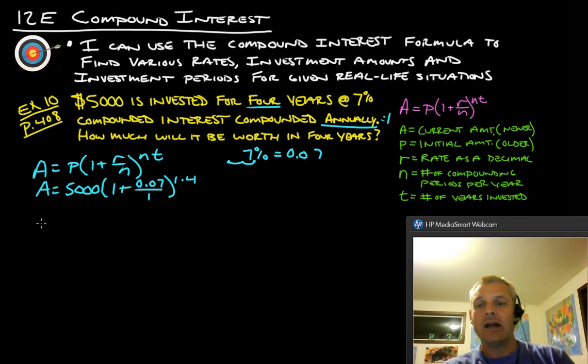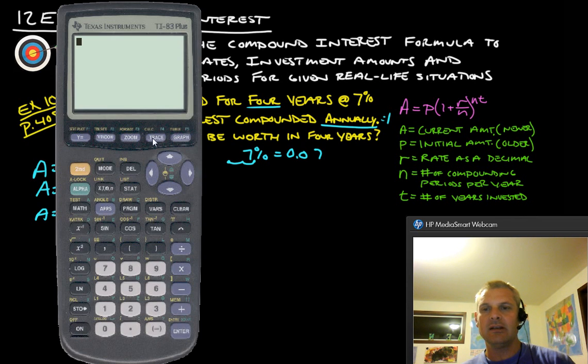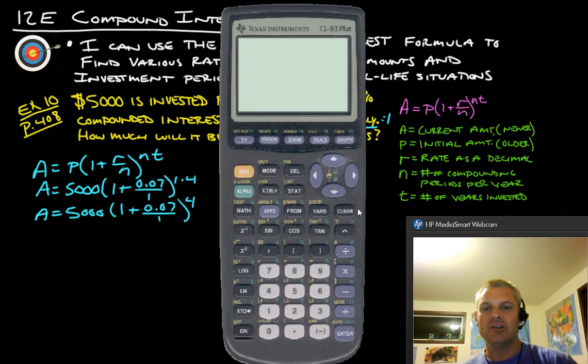Now we should be able to put this all in our calculator, but I've noticed that people will put this into their calculator and they won't do this in parentheses. They'll enter this incorrectly into the calculator. That's the most common error. So I often suggest to people to just simplify this first. Leave everything else the same. So 5,000 times (1 plus 0.07 over 1), and then 1 times 4 gives us 4. Now we can enter this into the calculator, and we'll be in good shape.